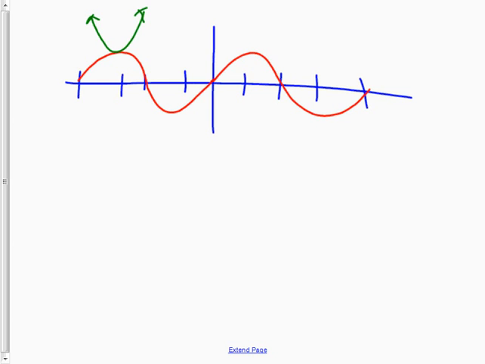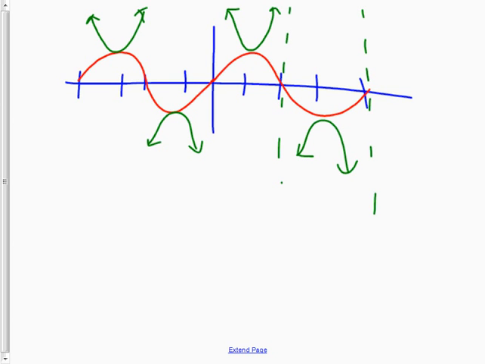This, and this, and that. And then I need dotted lines here because those are the spots where sine is 0, and that's making cosecant crash at those spots. All right, so the green one is the graph from negative 2 pi to 2 pi.